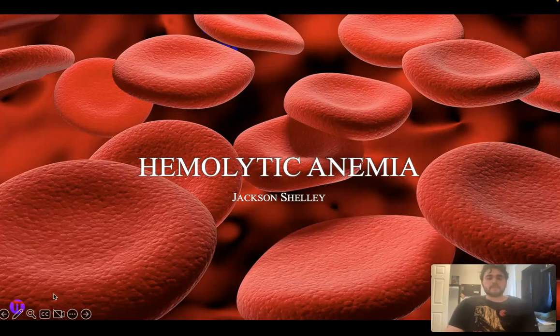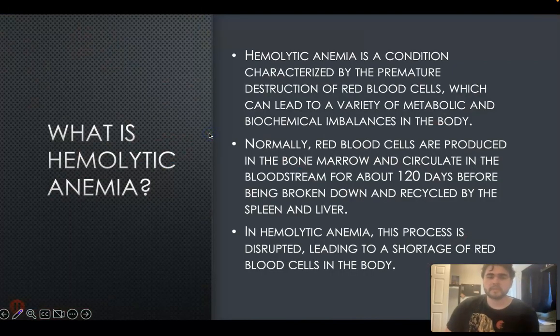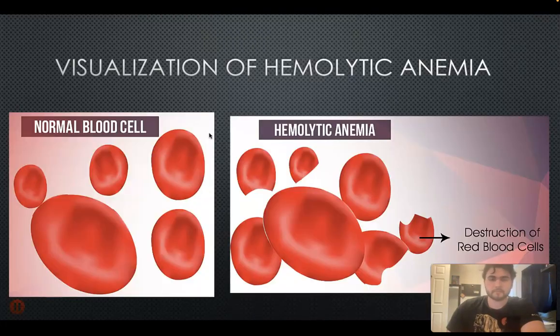So this is my presentation for the Diseases of the Cell Project on hemolytic anemia. Hemolytic anemia is a condition characterized by premature destruction of red blood cells, which can lead to a variety of metabolic and biochemical imbalances in the body. Normally, red blood cells are produced in the bone marrow and they circulate in the bloodstream for about 120 days before being broken down and recycled by the spleen and liver. In hemolytic anemia, this process is disrupted, leading to a shortage of red blood cells in the body.